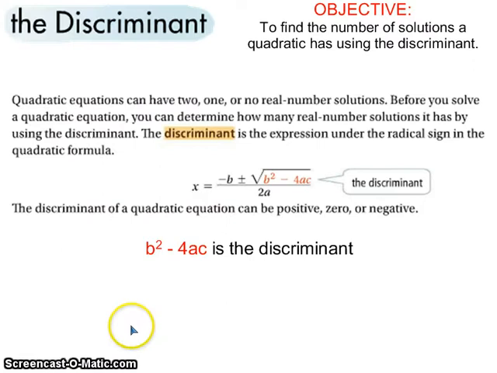Okay, the discriminant is that magical stuff underneath the square root. Basically what it does is it helps us figure out how many solutions there are going to be. Now notice it's not the square root. It's just the b squared minus 4ac. So this is just a way of determining how many solutions we're going to have.